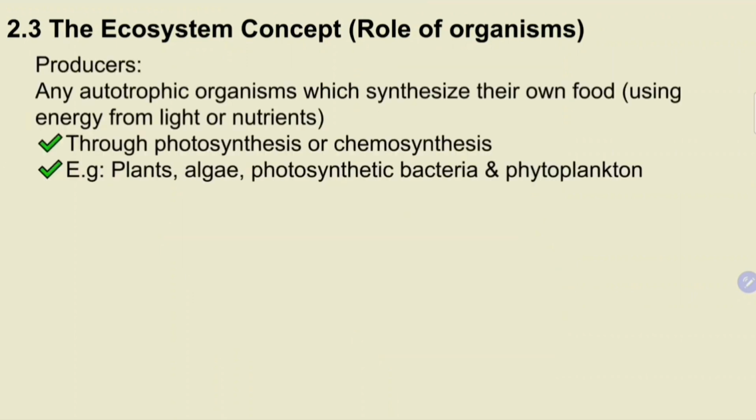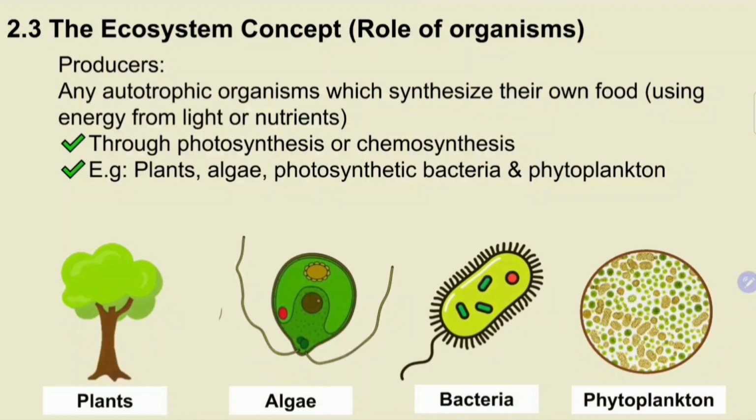Producer are any autotroph organisms which are able to synthesize their own food. Tak kisahlah using energy from the sunlight ataupun using energy from other nutrient. Yang penting dia boleh buat makanan sendiri, so itu adalah producer. Producer include plant ataupun algae ataupun photosynthetic bacteria ataupun phytoplankton. So kita nampak bukan plant sahaja boleh act as a producer. Asalkan organism tu able to make their own food, using photosynthesis or using other processes such as chemosynthesis, so that organism can be considered as producer.